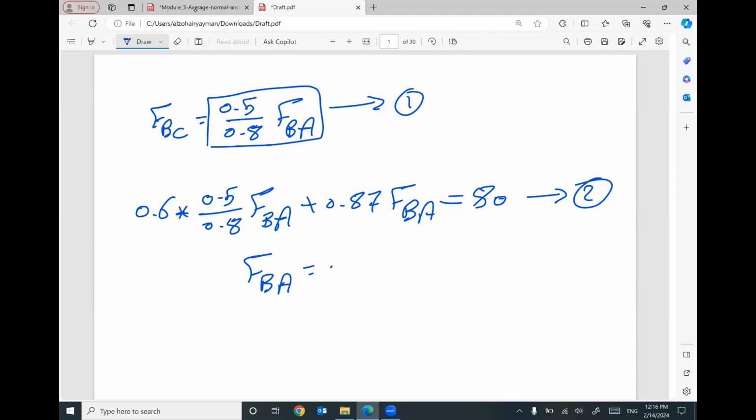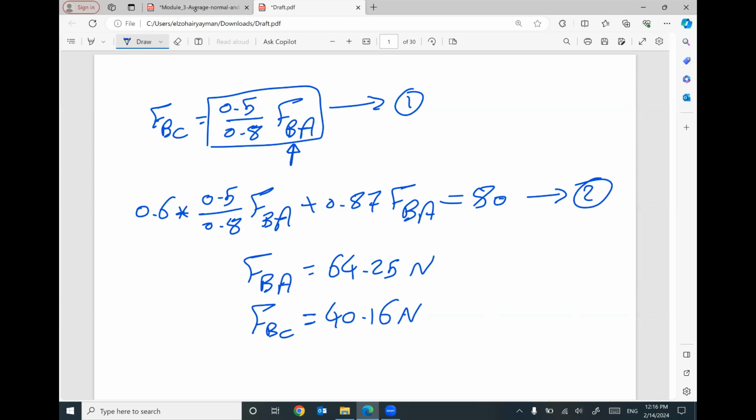I think this value will be 64.25 Newton. Let me check it one more time. 0.6 times 0.5 divided by 0.8 plus 0.87. Yes. If you come back here and put FBA 64.25 times 0.5 divided by 0.8, I got the value of FBC will equal 40.16 Newton.